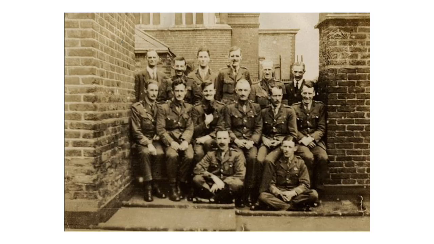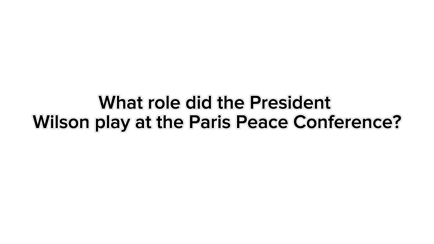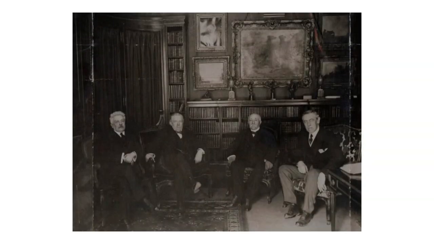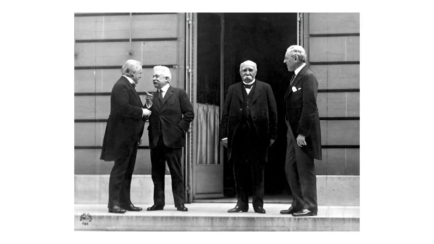What role did President Wilson play at the Paris Peace Conference? At the Paris Peace Conference in 1919, Wilson personally traveled to Europe, the first sitting US president to do so. He proposed his 14 points, which called for national self-determination, open diplomacy, and the creation of a League of Nations. Wilson believed the League would ensure collective security and prevent future wars.